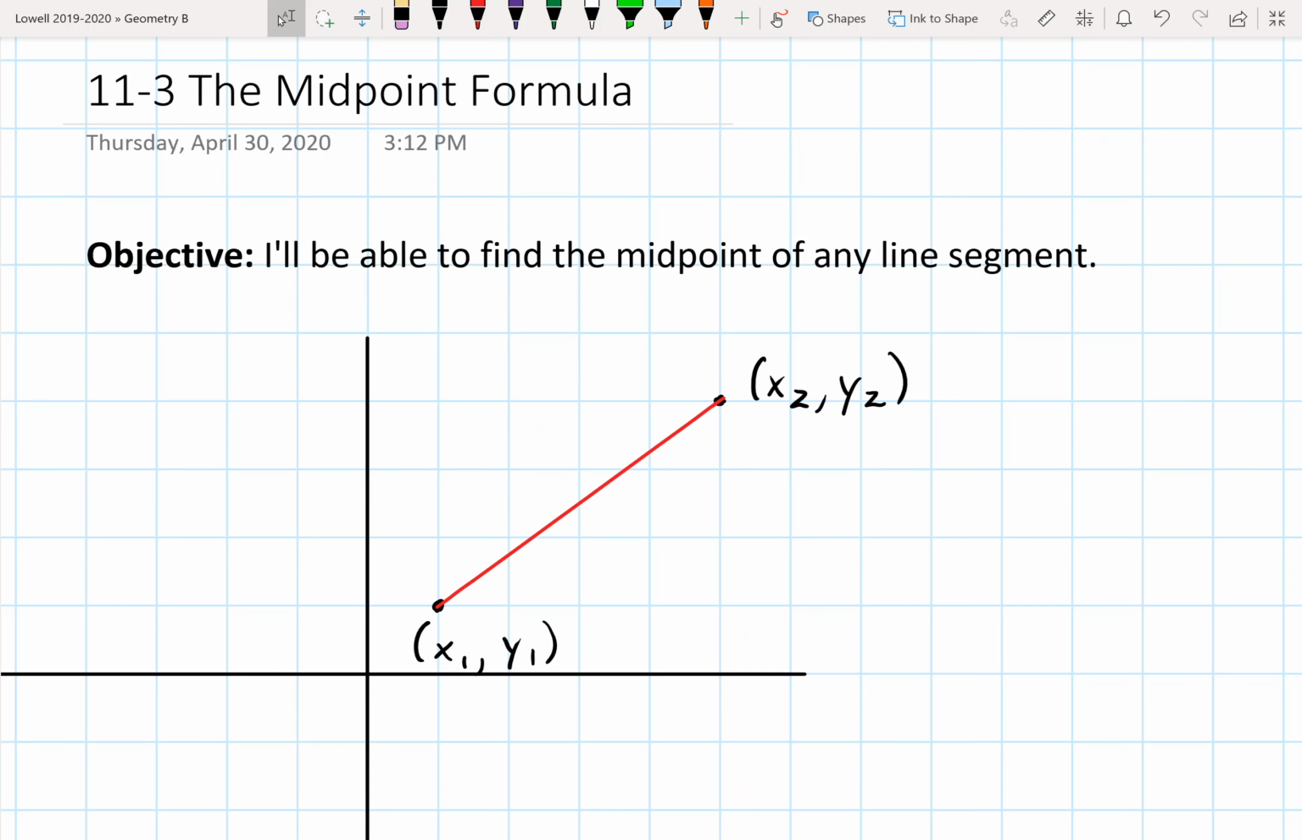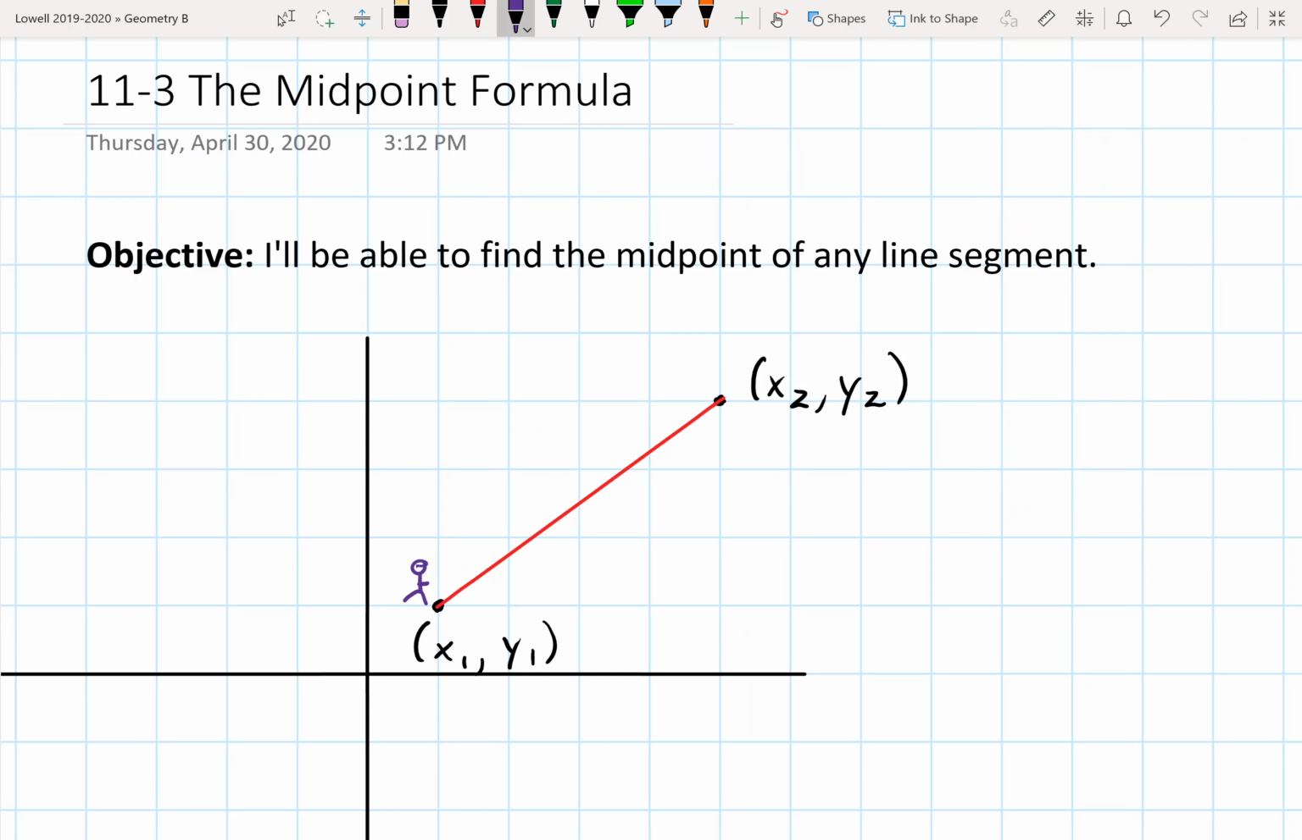This video is going to be really fast, and in it we are going to figure out if you have a line segment, how do you find the middle of it or the midpoint of it. Think about it like this. To get from, let's say you start over here at x1, y1, and you want to get to x2, y2.